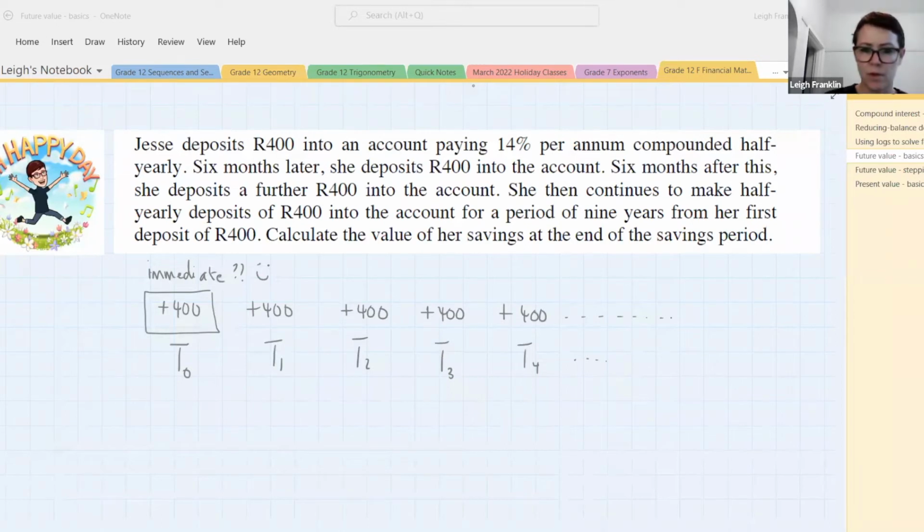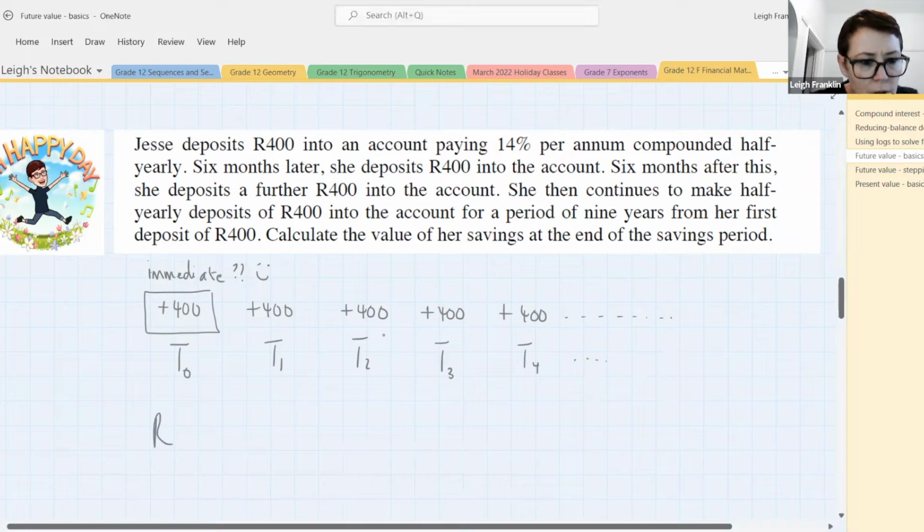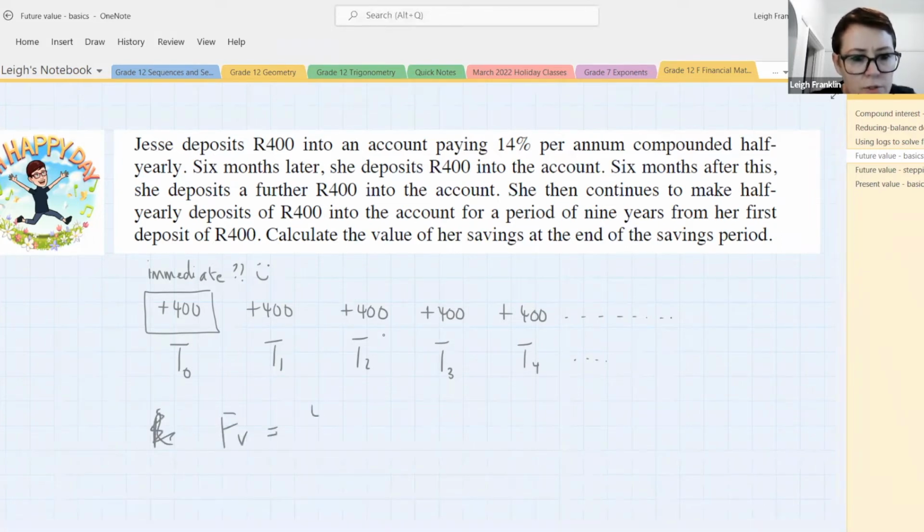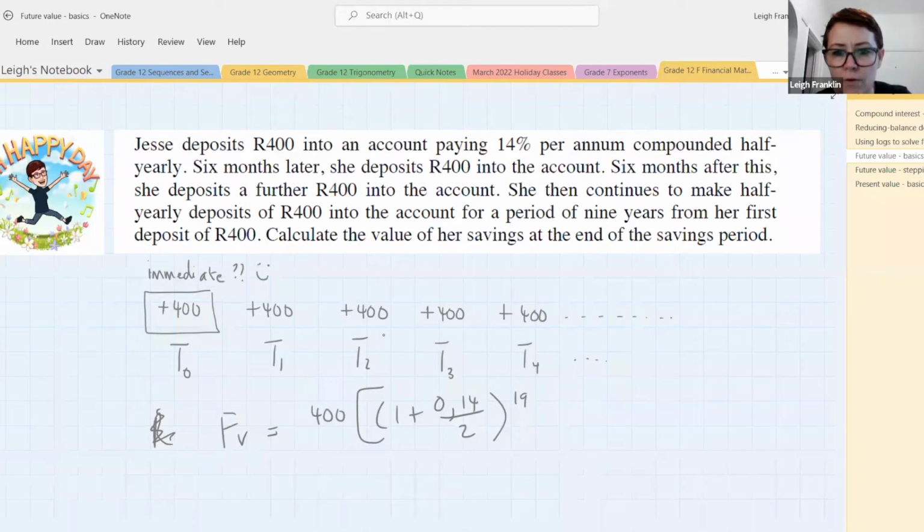What am I doing wrong here? What are you guys getting? Yes, I agree. That's the answer that I got. So, what am I doing here? Future value is equal to 400 times (1 plus 0.14 over 2) raised to the power of 19. That is a very big number.